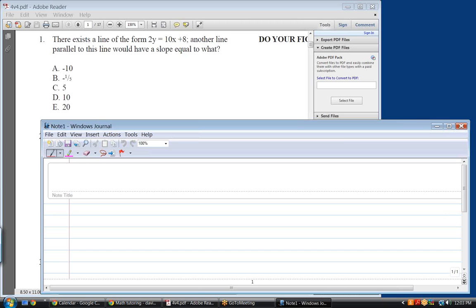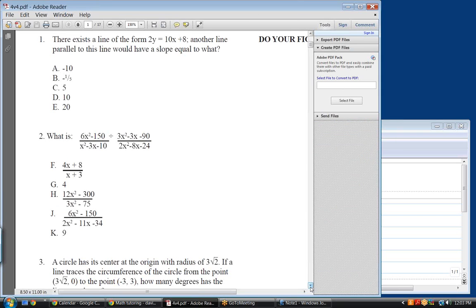Perpendicular lines have the negative reciprocal. And you always have to do two things to get the perpendicular. Change the sign and make it reciprocal. Okay.